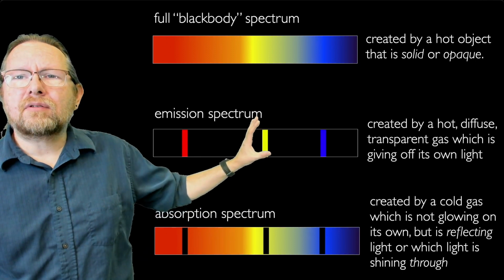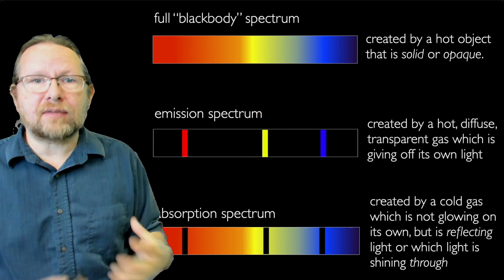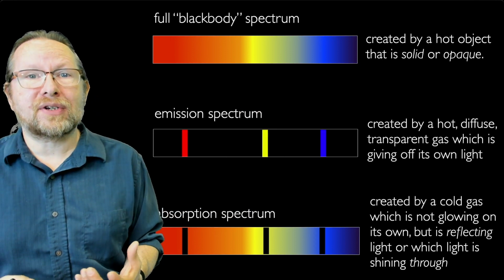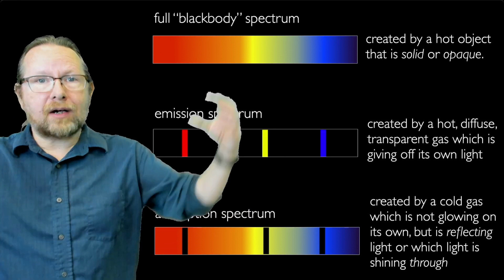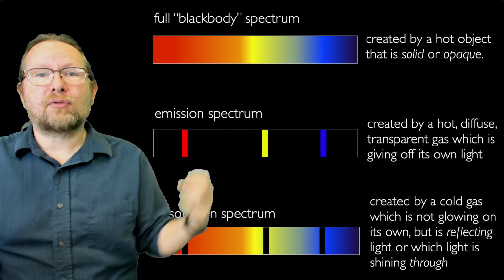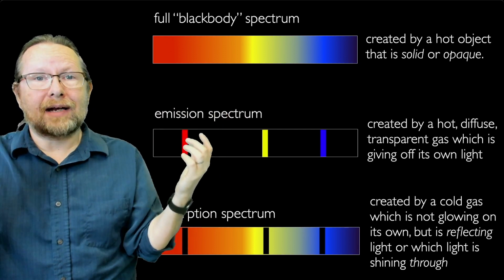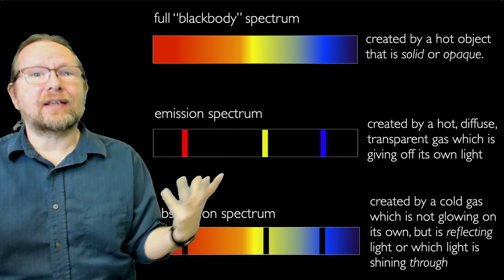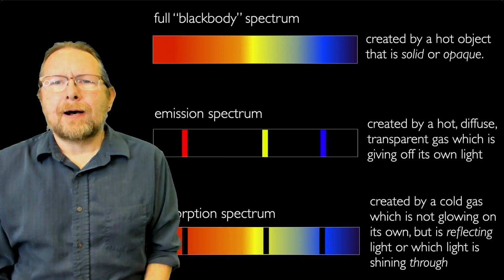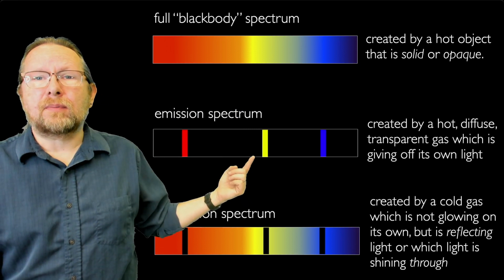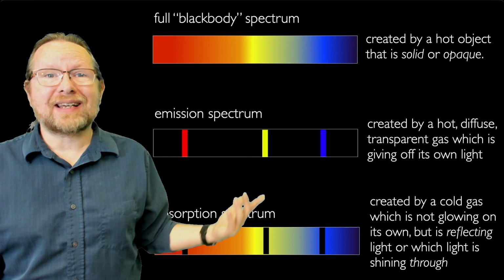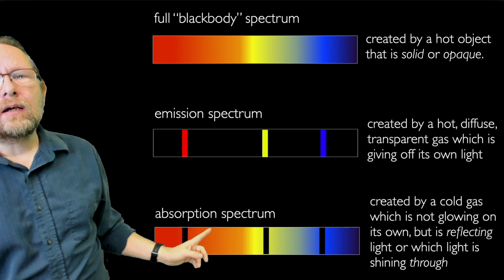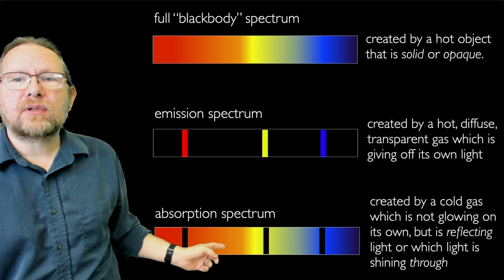So a hot, diffuse, transparent gas that's giving off its own light, like the gas in a fluorescent light. This classroom that I'm in right now has fluorescent light tubes in the ceiling. How do they work? They're tubes full of gas. You run electricity through them that excites the electrons. It causes the atoms to give off light. And there's a phosphor, like a sort of white powder painted on the outside that re-radiates that light. So that's an emission spectrum. Another place that you'll see an emission spectrum is something like a neon sign that gives off light of a particular color. The complement to that emission spectrum is something called an absorption spectrum.